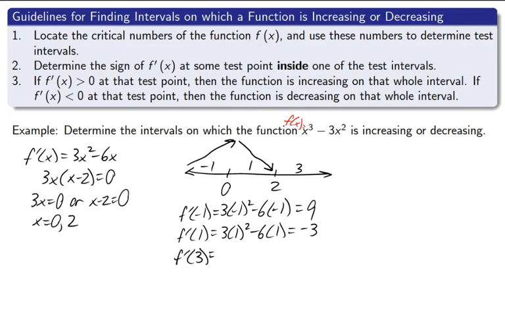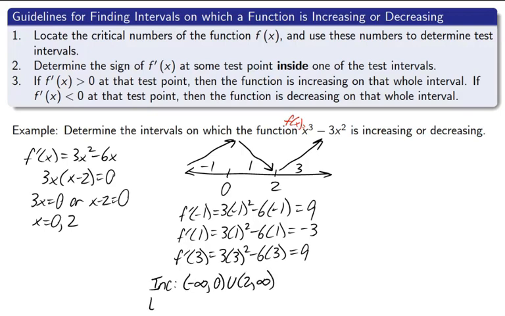Finally, plugging in 3, I get 3 times 3 squared minus 6 times 3. That's 27 minus 18 is 9. Since that's positive, the function is increasing. Our test points gave us increasing, decreasing, increasing. Let's just write our final answer. The function is increasing on -infinity to 0, union 2 to infinity, and it's decreasing only on 0 to 2.